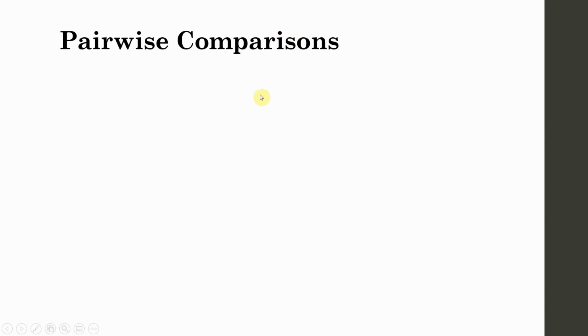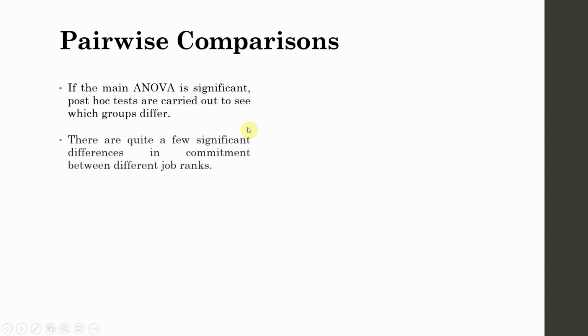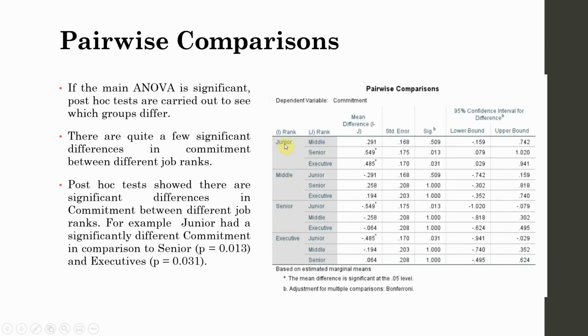Once the ANCOVA results are significant, we have to do pairwise comparisons. We will have to look into which groups, or the commitment between groups, is significant or not. Look at this here. So there is a significant difference in junior and senior. There is a significant difference in junior and executive, while all others are insignificant. Senior junior or junior senior obviously is the same. So there is a significant difference in the commitment of junior level employees and senior level employees, junior level employees and executive level employees when controlling for job tenure. All other differences are insignificant.